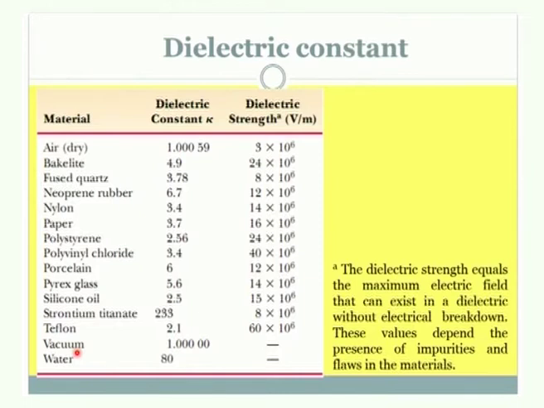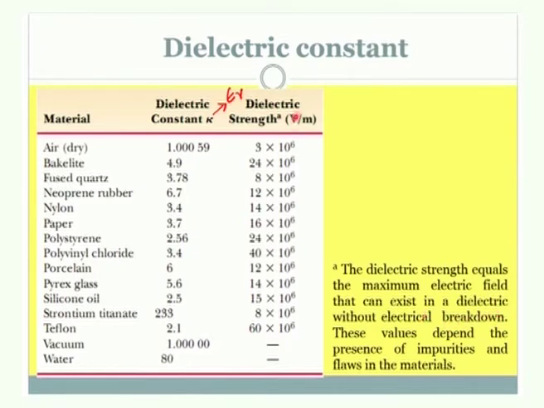So, this table shows you the numerical values. For air, the dielectric constant is nearly equal to 1, because this is the relative permittivity. The dielectric constant could be denoted as the relative permittivity epsilon r, both are one and the same, and the related dielectric strength is also shown, highlighted here. What is dielectric strength? It equals the maximum electric field that can exist in a dielectric without electrical breakdown.